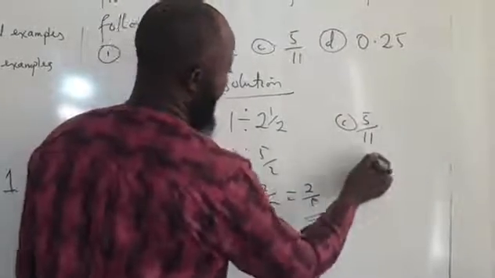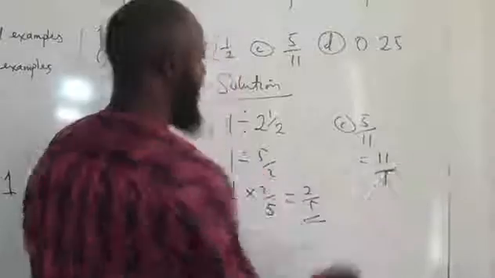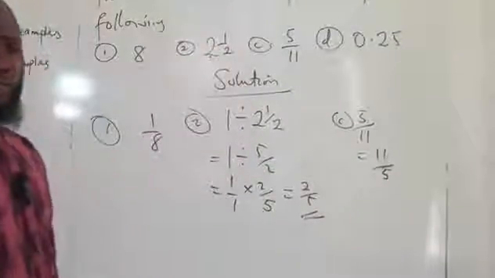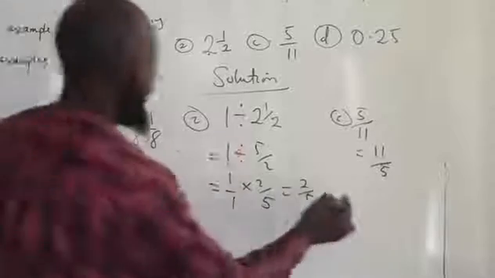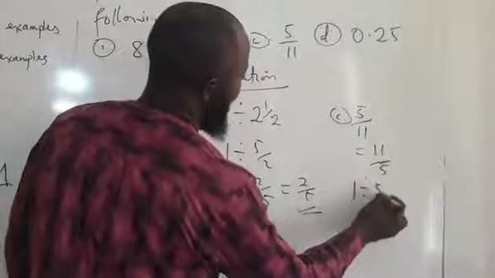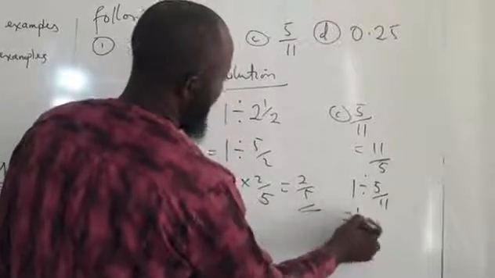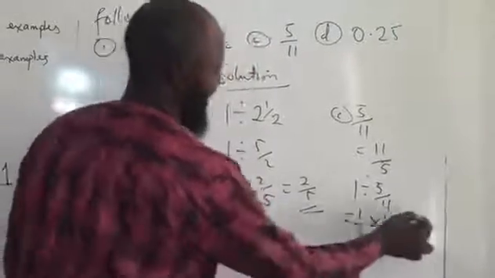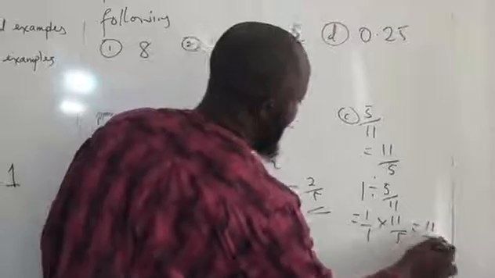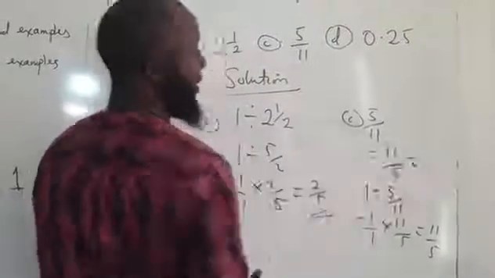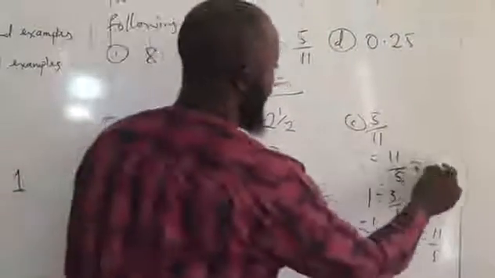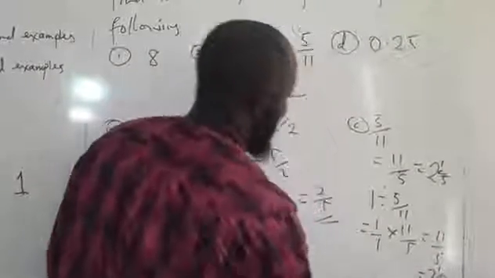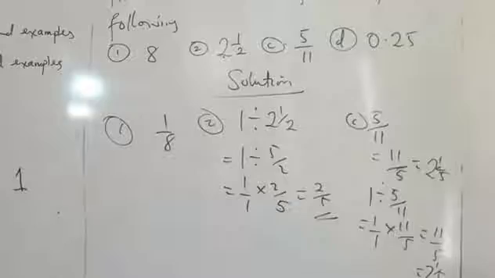Now, the third one, which is C, the reciprocal of 5 over 11. The reciprocal of this one will just be 11 over 5. We just change the denominator and the numerator, because if you have 1 divided by 5 over 11, we can have it as 1 over 1 times 11 over 5, which is 11 over 5. 1 times 11 is 11, 1 times 5 is 5, as you can see. Hope this is very clear.